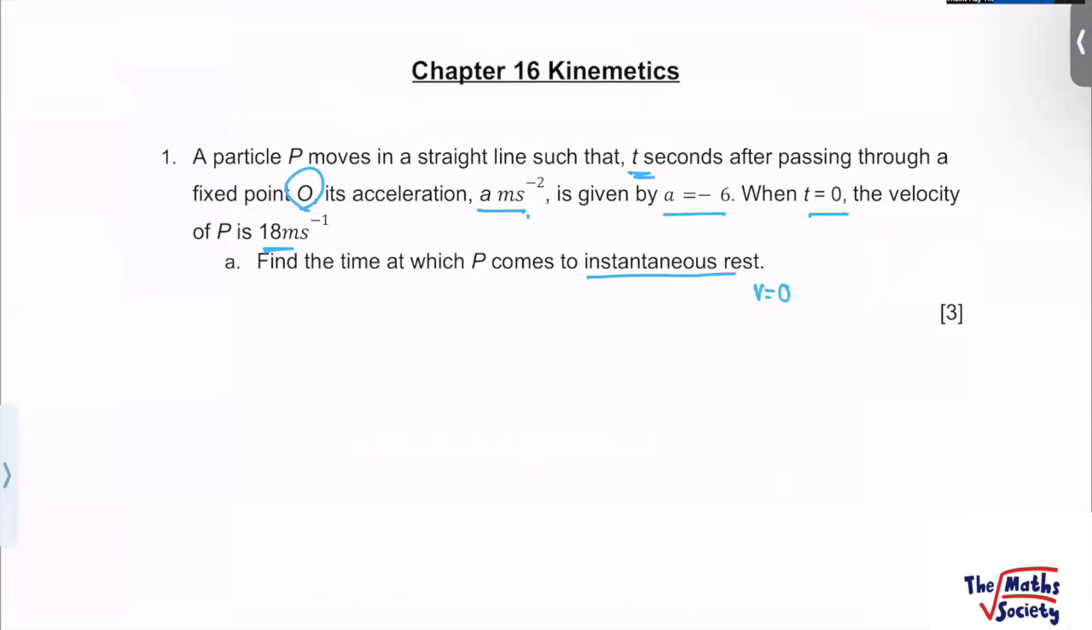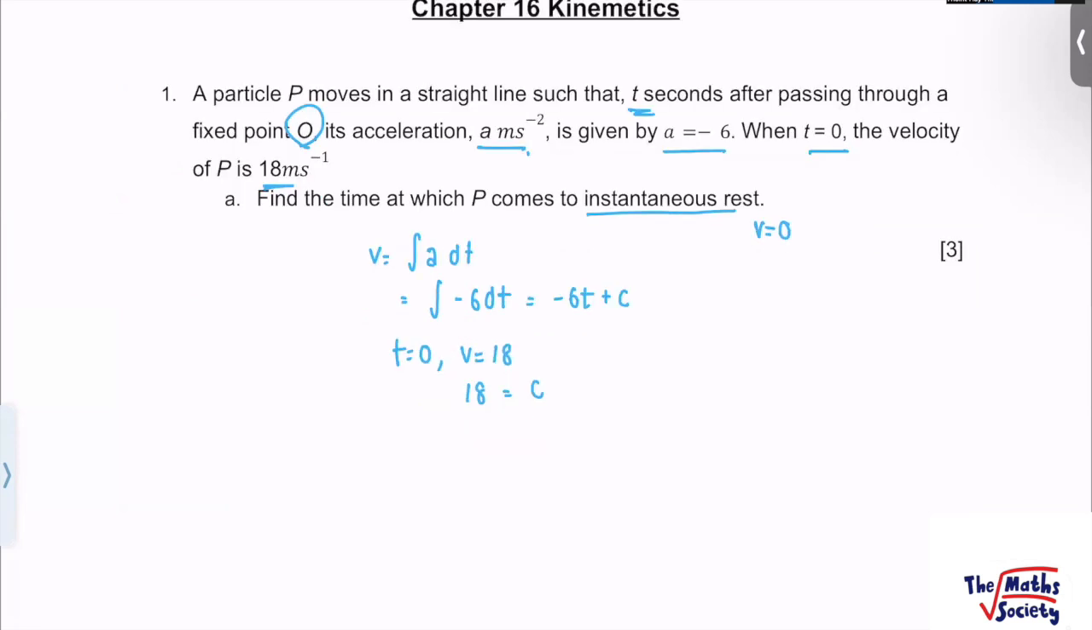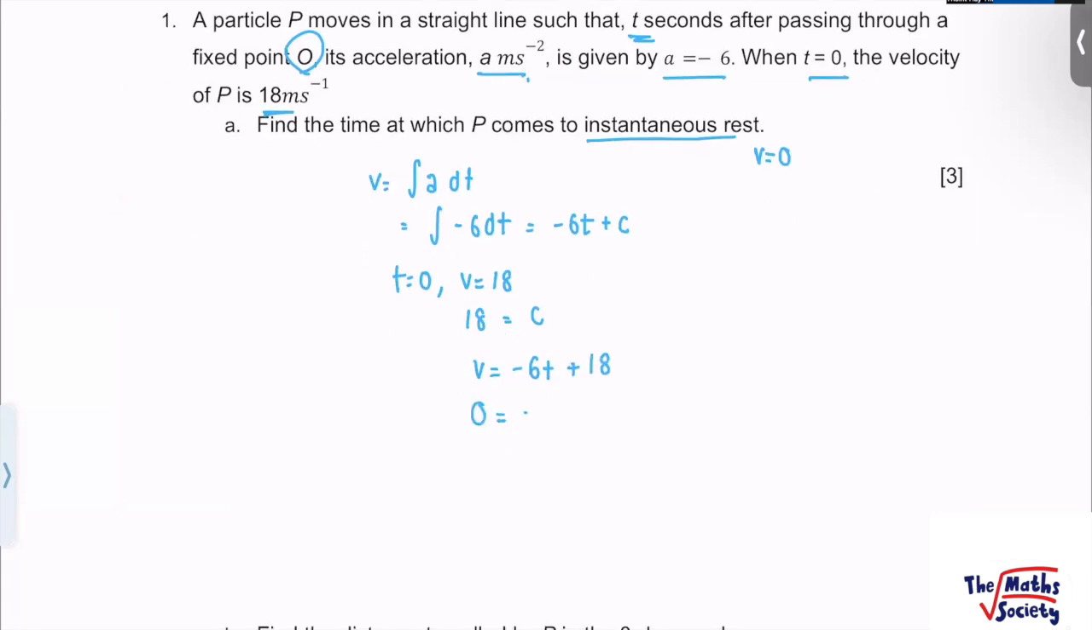First of all, we need to integrate, so v equals the integral of a dt, where you integrate minus 6 dt. That's going to give you minus 6t plus c. When t is equal to 0, v is 18, right? So 18 is going to be equal to c, because t is 0. So v is going to equal minus 6t plus 18. And then if you have 0 equals minus 6t plus 18, 6t is equal to 18, and you have t equals 3 seconds.